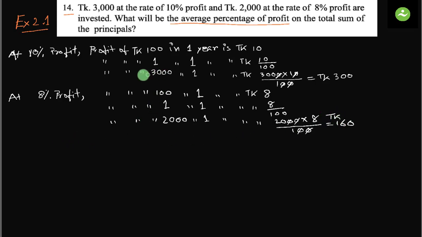So now we got the total principal. Total principal equals to taka 3000 plus 2000. Here is 3000, here is 2000. So equals to taka 5000.